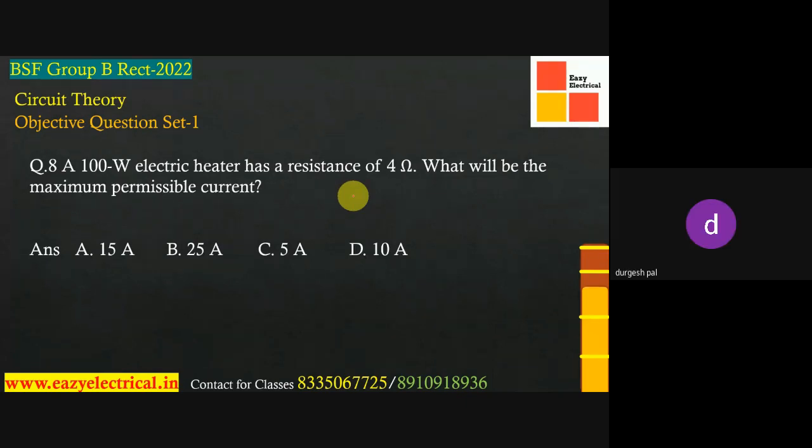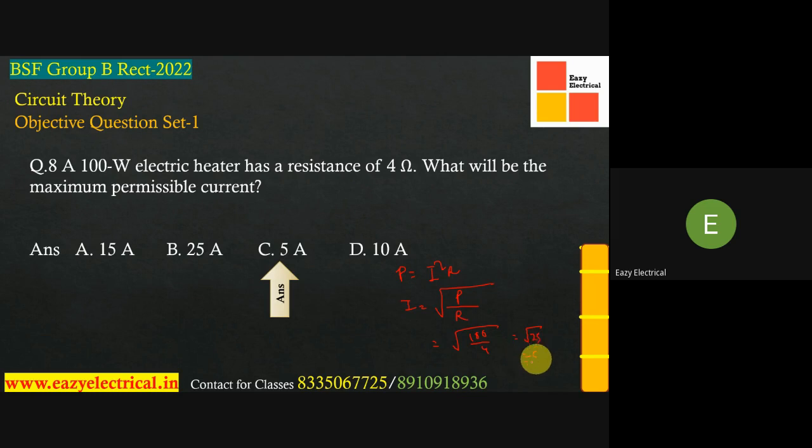Will it be 10 ampere? 10 ampere directly? Quickly answer the question. No no no. It is 5. See here how it is coming out to be 5. Power P is equal to I square into R. So if I calculate I, that will be root of P by R. P is given to be 100 watts. R is given to be 4. That means root under 25. That means 5. So you have to be very fast in calculating these questions. Okay. So this is the correct option.